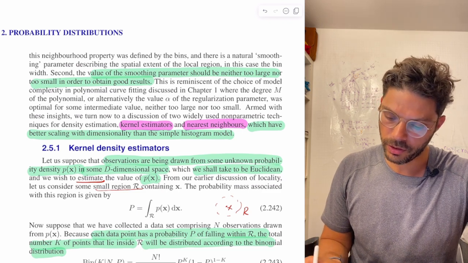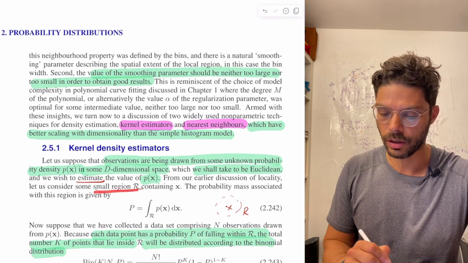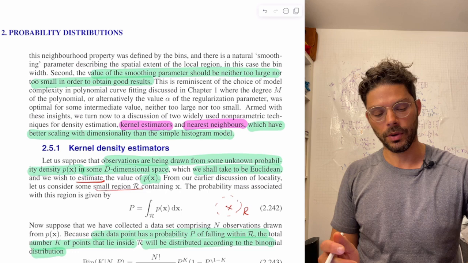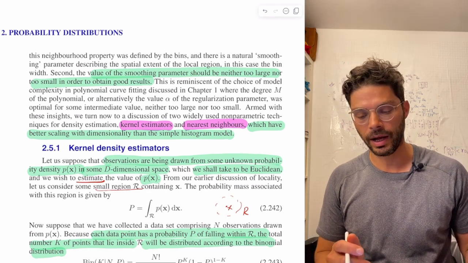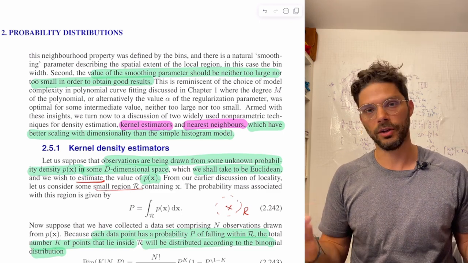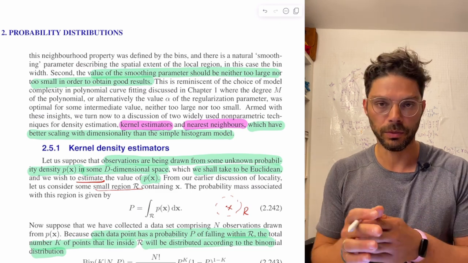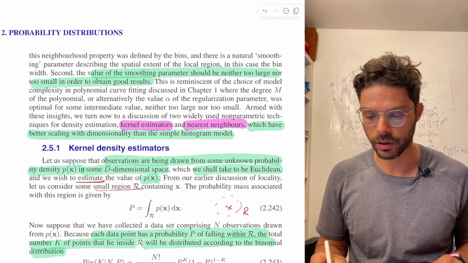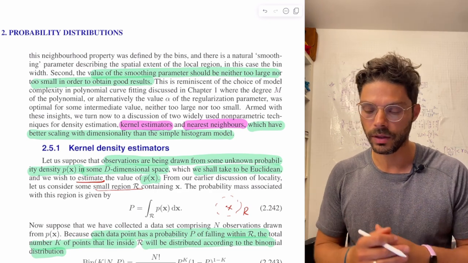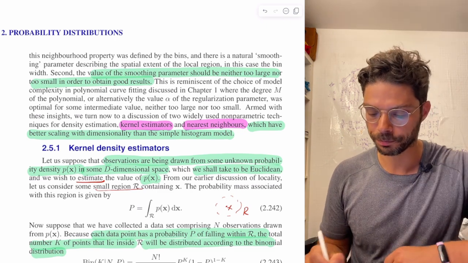Now, from our earlier discussion of locality, let us consider some small region R containing x. Remember what he means by that is earlier we were talking about how when we want to estimate the probabilities, what we need to do is just look at the points nearby to a central point of interest, and that's where the Euclidean nature of the space comes in. But you can use other types of space and other distance metrics as well.